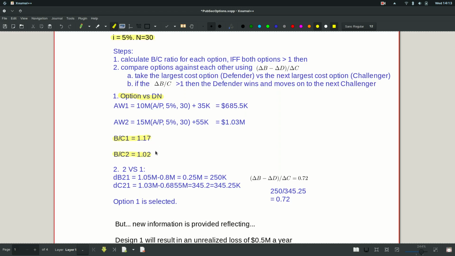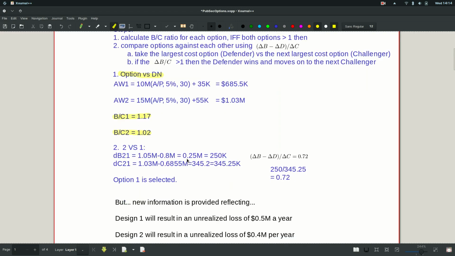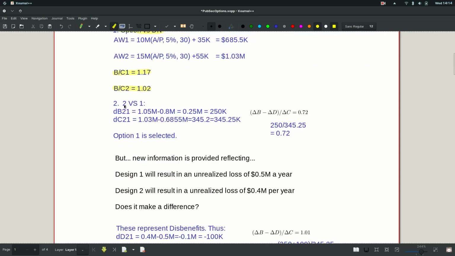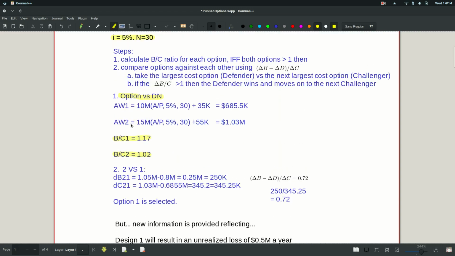It would not be correct to just automatically say, well, option 1 has a larger BC ratio than option 2 does, therefore I choose that, moving on. Because there are scenarios and situations in which an option may have a larger BC, benefit to cost ratio, but when compared to another alternative with a lower one, it turns out that the lower ends up winning. What I mean by that is we're going to come here and compare.